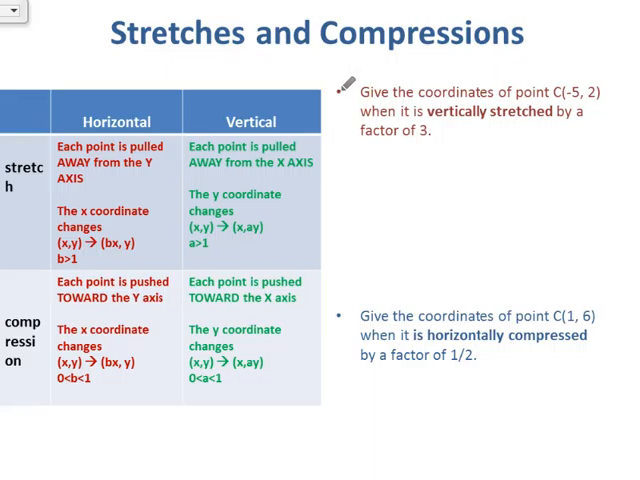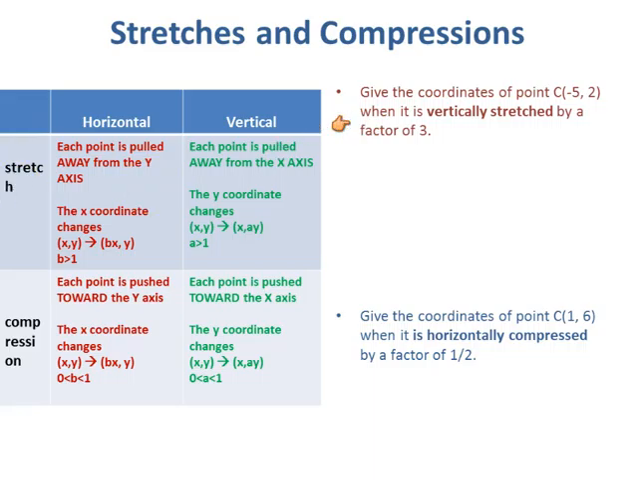Alrighty, so let's look at an example here where you're going to apply a factor of a vertical stretch or compression, a horizontal stretch or compression to a point. And let's go ahead and do that. So here we've got a question that says, give the coordinates of point C, which has the coordinates -5, 2, when it is vertically stretched by a factor of 3.